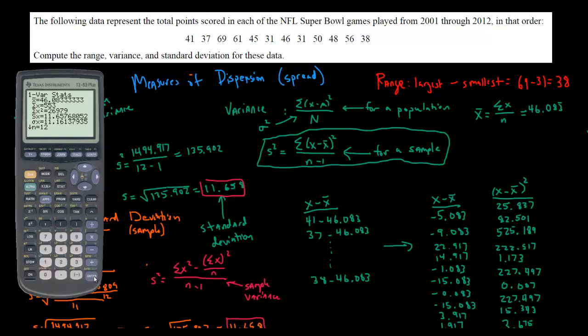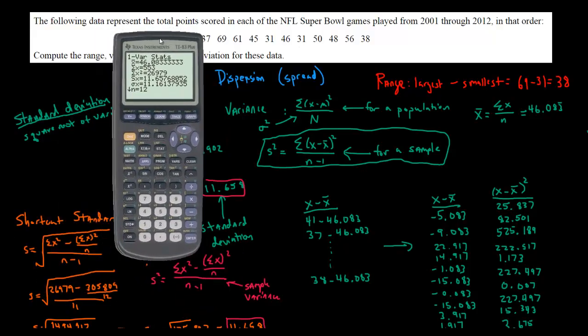Okay. Now let's see what it tells us here. It tells us the x bar is 46.083. Look, that's exactly what we got. So that checks out. Okay. It tells us the sum of the x's is 553.